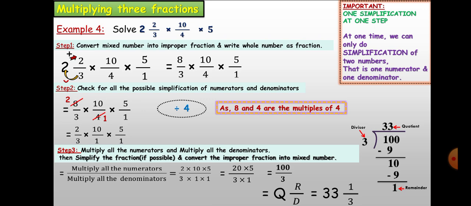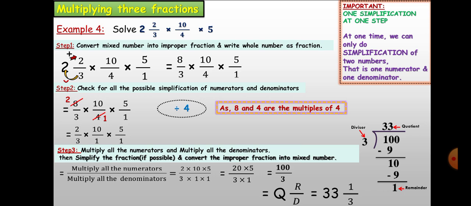Okay, so then example 4: you have to solve 2 whole 2 over 3 multiplied by 10 over 4, and multiplied by 5. So first of all, you have to convert the mixed number into a proper fraction and write the whole number as a fraction. So 2 multiplied by 3 equals 6, 6 plus 2 equals 8, and I'm going to have 8 over 3. Then 10 over 4 is going to remain the same, and 5 over 1, you have to just convert it. So under 5 you have to put 1. So now the fractions I'm getting are 8 over 3, 10 over 4, and multiplied by 5 over 1.